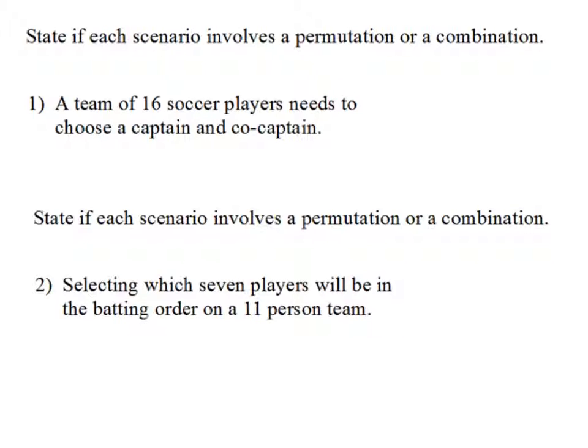And the second one, selecting which 7 players will be in the batting order on an 11-person team. So the key word there is selecting. Again it is a batting order, but just selecting which 7 players will be in the batting order, not actually putting them into an order. So in this case we're going to go with a combination, because again it's just selecting the people that will be in that order, not actually defining what the order would be.